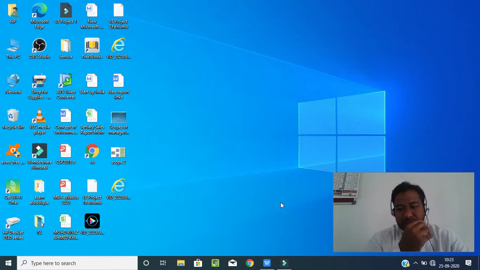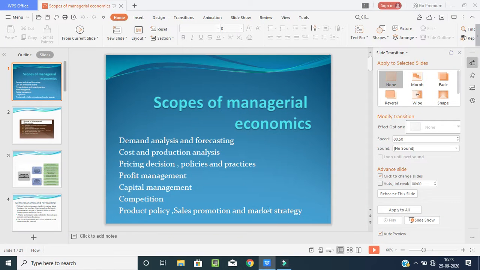In the last class, we discussed the nature of managerial economics, and today we are going to learn about a special and important topic, that is nothing but the scopes of managerial economics. Now, in the last class, we discussed that the nature of managerial economics depends upon micro and macroeconomics. Now we are going to learn what the scopes of managerial economics are. The scopes of managerial economics depend on the seven factors which you can see on the screen.